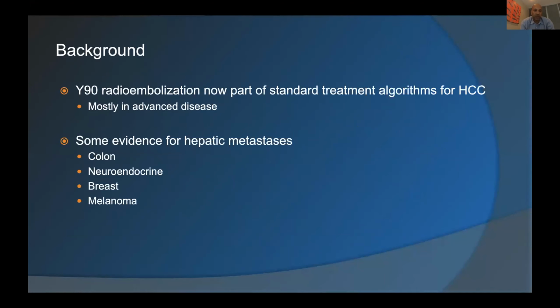And just to give some background data on Y90, we've now incorporated it as a lot of the standard treatment in the treatment algorithms for HCC, although it's not necessarily in the BCLC staging algorithm. But when we do that, it's mostly been in advanced disease, patients with bilobar, multifocal tumor, vascular invasion, and so on. And there's even some evidence in the setting of hepatic metastases, as we all know.